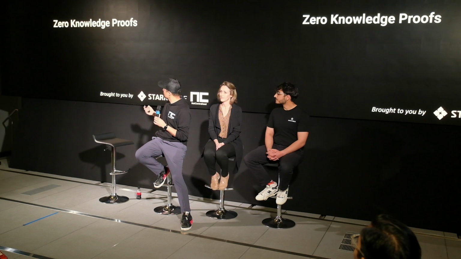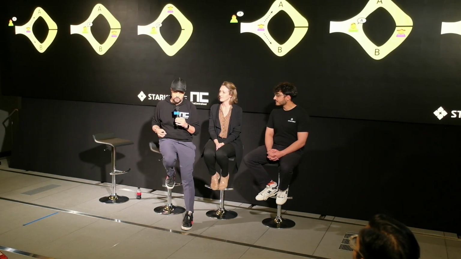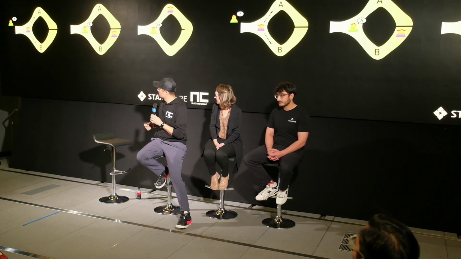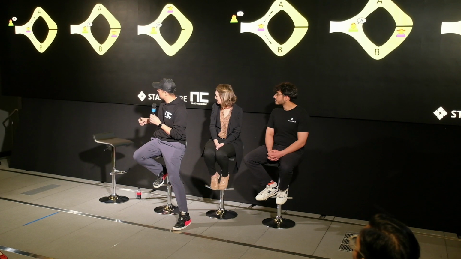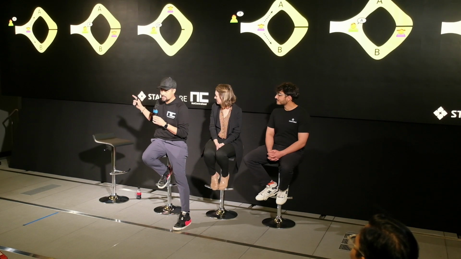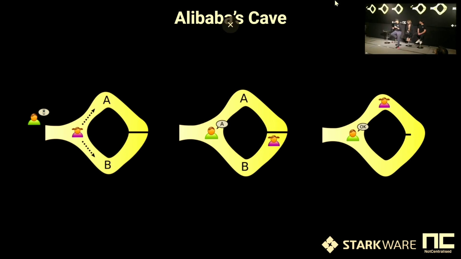So again, for those that haven't gone through what a ZK proof actually is, this is a really good intuitive example. We have two people, and I think that the standard names are Peggy and Victor, where Victor wants to know that Peggy has an answer, but Peggy doesn't want to share what that answer is. So how does Peggy prove to Victor that she knows what she's talking about? Both of them enter into the cave.